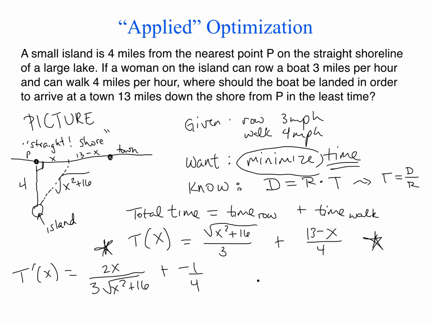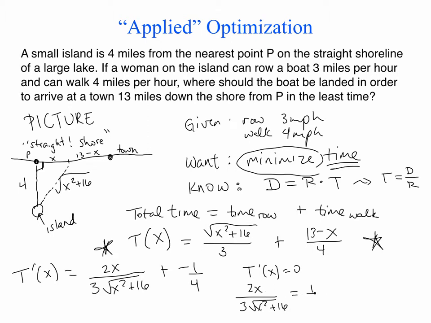And you get this. So this is the rate of change of my total time function. I'm looking for a minimum, so I want to set that equal to 0. If I solve this for 0, do you want me to go through the steps, or can I just tell you what it is? Steps, okay. So I've got 2x over 3 square root of x squared plus 16 minus 1/4 equals 0.